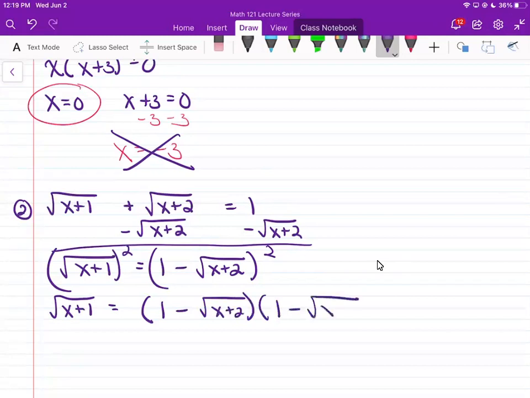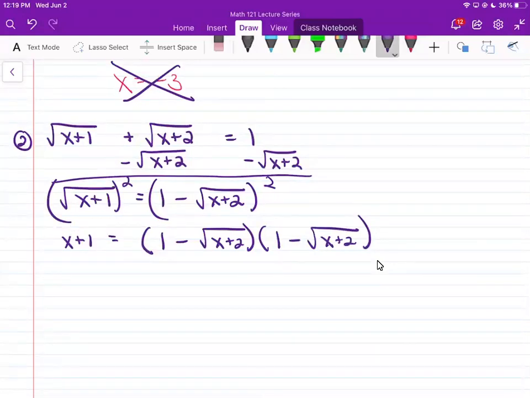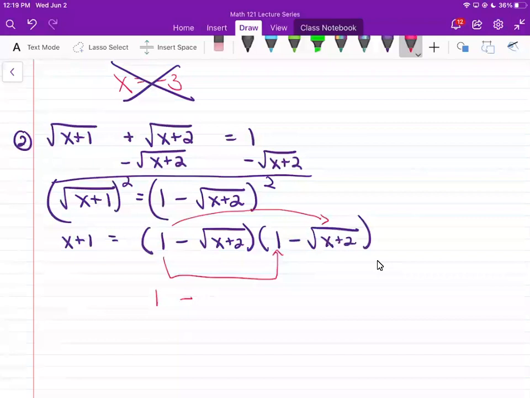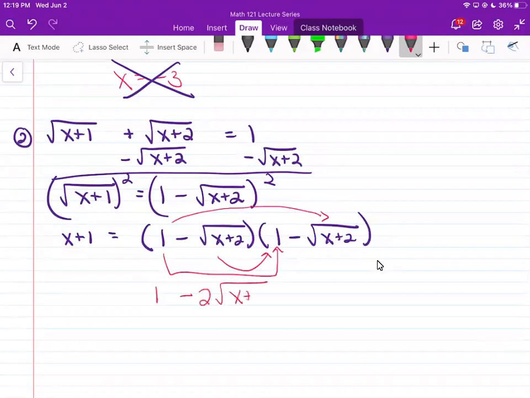Do not distribute that squared term. When I, again, do this side, the radical disappears, but over here, when I do my first terms, I get 1 times 1, which is 1. Here I get minus the square root of x plus 2 minus the square root of x plus 2, which gives me minus 2 square root of x plus 2's. And then my last terms, when I multiply those together, I'm going to get a positive, and a square root times a square root makes the square root disappear.